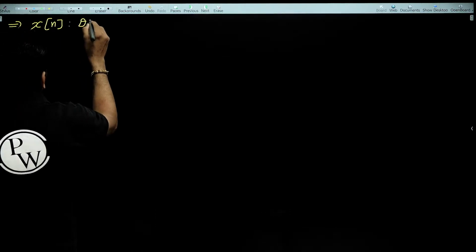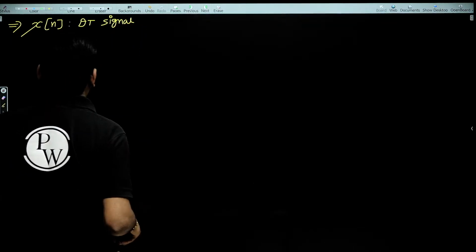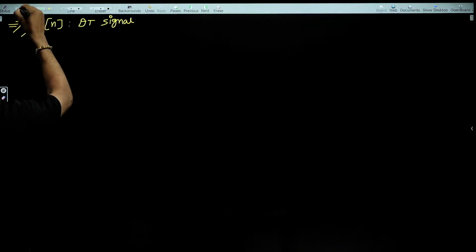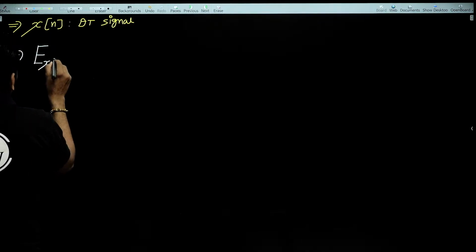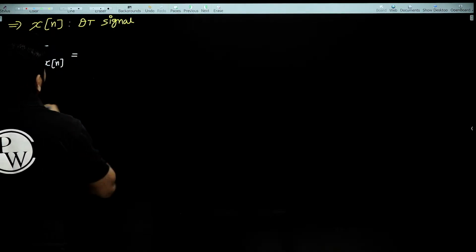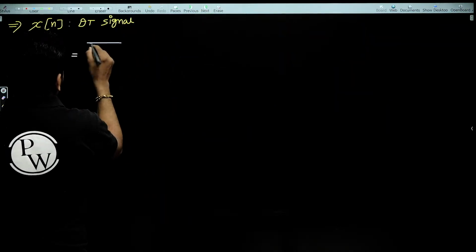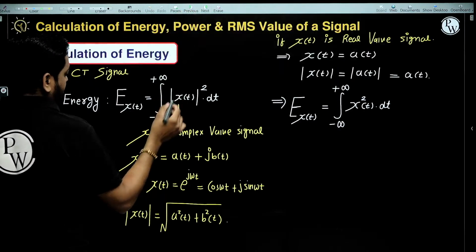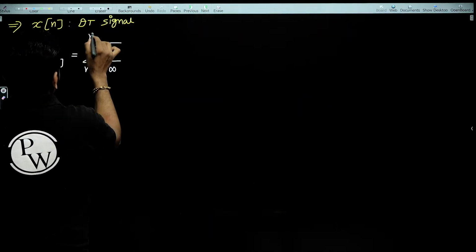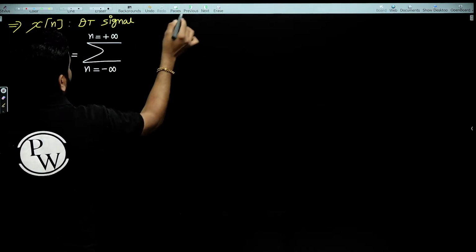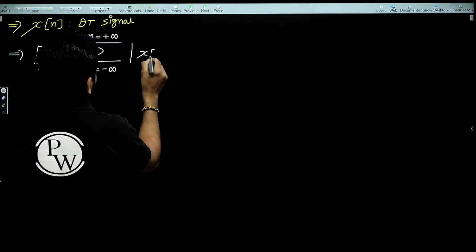Suppose this is a discrete time signal, then what is the change in the formula for its total energy? Instead of integration, summation will now come into the picture. The integration from minus infinity to plus infinity becomes summation from n equal to minus infinity to plus infinity. Here it was mod x of t squared, and here it is mod x of n squared, guys.